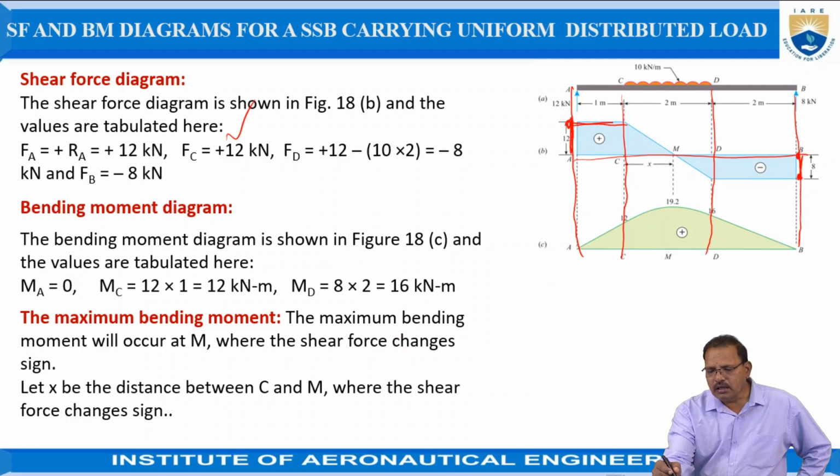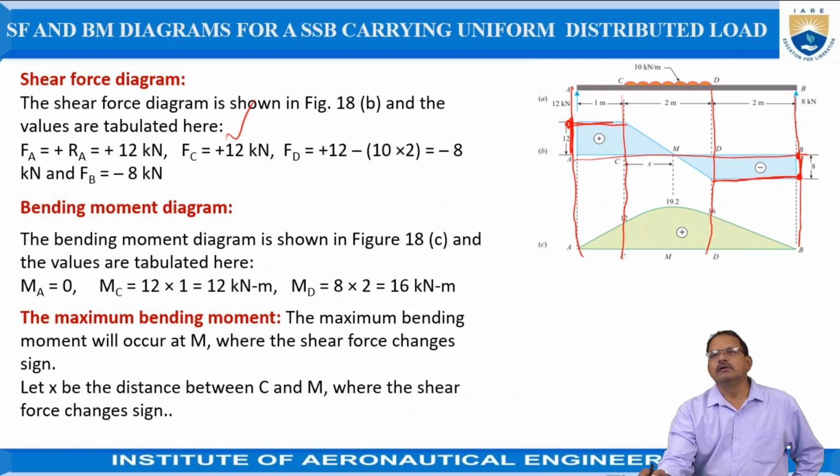Similarly, at D, the shear force at B is equal to 8 kilonewtons. But there is no force acting between B and D, hence it is horizontal here. Between B and D, there is a uniformly distributed load acting.